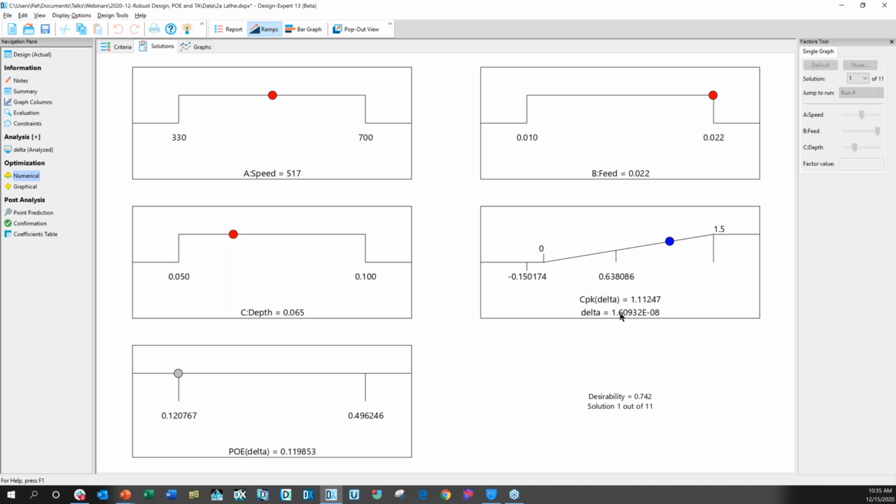So you can see that our delta is driven to target. Remember, we wanted 0, and we're getting 1.6 times 10 to the minus 8. So that's 0. Okay, so we're driving the target to 0. Plus, you can see we're driving the POE low, so we're going to the lower range of the POE. So we did find a point of intersection where we can be on target with low propagation of error. Okay, and that's the settings of the factors. And I like the ramps because I can immediately see where each of the factors fell within the range of the factors I studied, within what range they varied over.